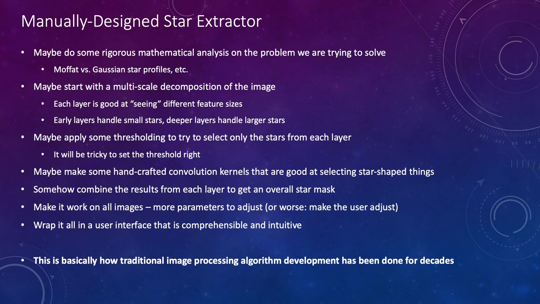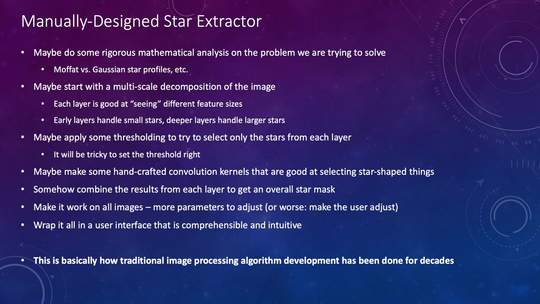In terms of the actual image processing, we've seen multi-scale processing looks pretty interesting. Let's start with that. Let's decompose our image into all these layers. Earlier layers see the finer scale features. Later layers see the coarser features. The early ones will see the small stars, the later ones see the big stars, something like that. Seems like it could be useful. Maybe we'll then apply some thresholding to those results. Figure out how to select just the stars out of each of those layers. It'll be tricky to get that right.